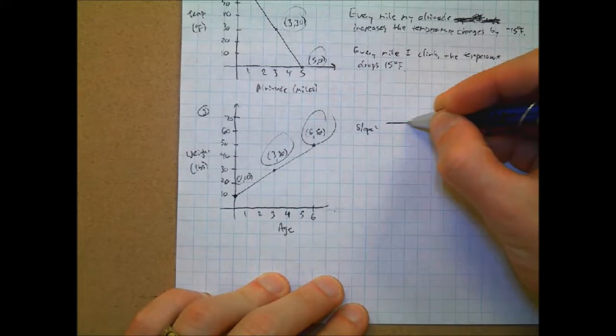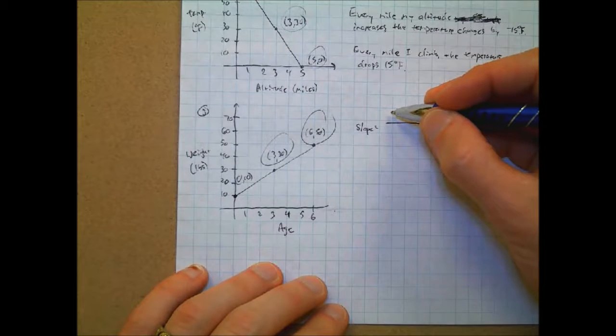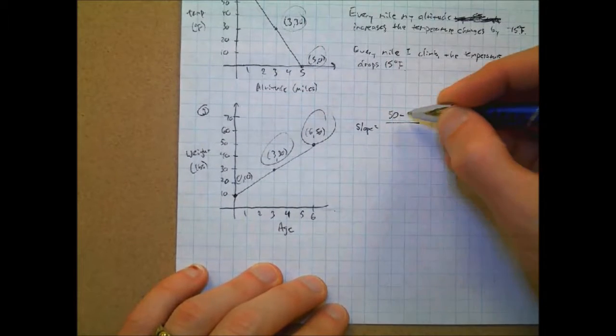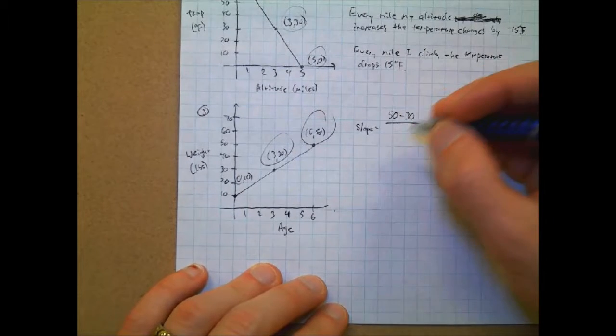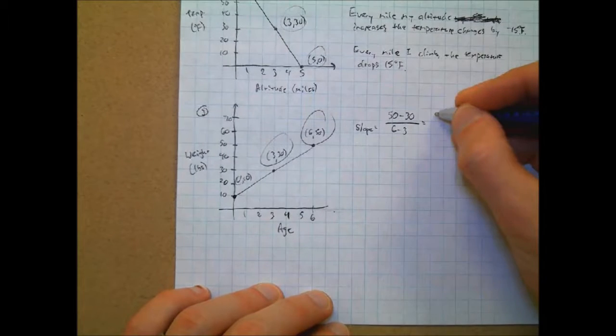If it's y2 minus y1 on top, what number should I put in for y2? 50. Yep. And then minus, what's the other y coordinate? Yeah, perfect. And then what would the x coordinates be on the bottom? You got it. Good job. Excellent. 50 minus 30 is 20. 6 minus 3 is 3.